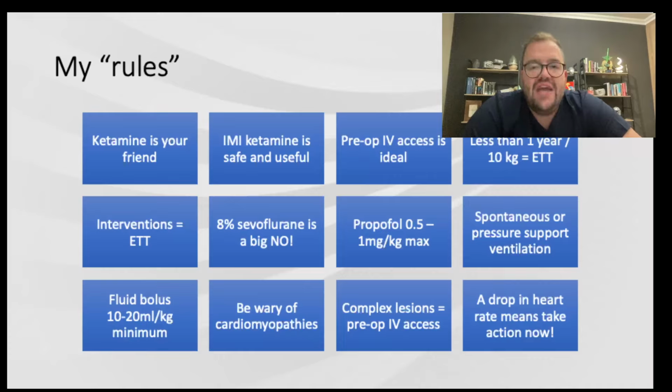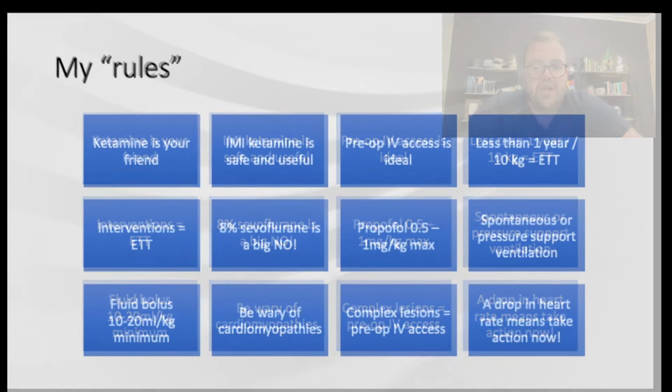Put them on spontaneous or pressure support ventilation so that you don't increase the afterload in the right ventricle and worsen the shunt. Give them all a fluid bolus of a minimum of 20 mils per kilo. Congenital cardiacs are always dehydrated. Be wary of cardiomyopathies. They can be fatal. Complex lesions must have pre-op IV access, and a drop in heart rate means take action now.